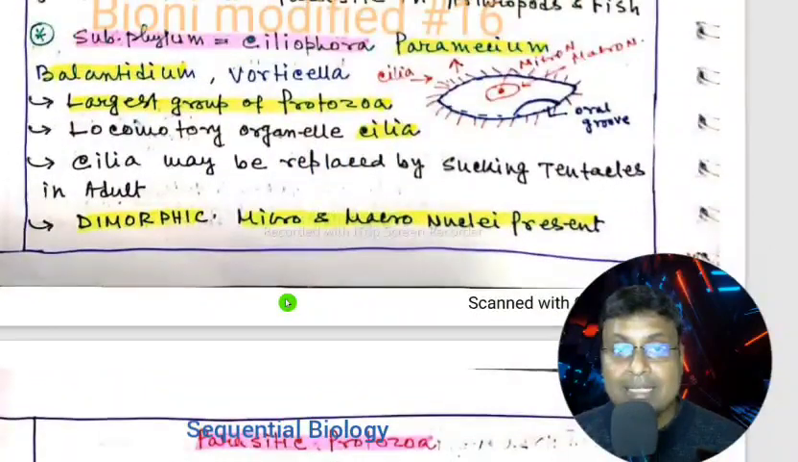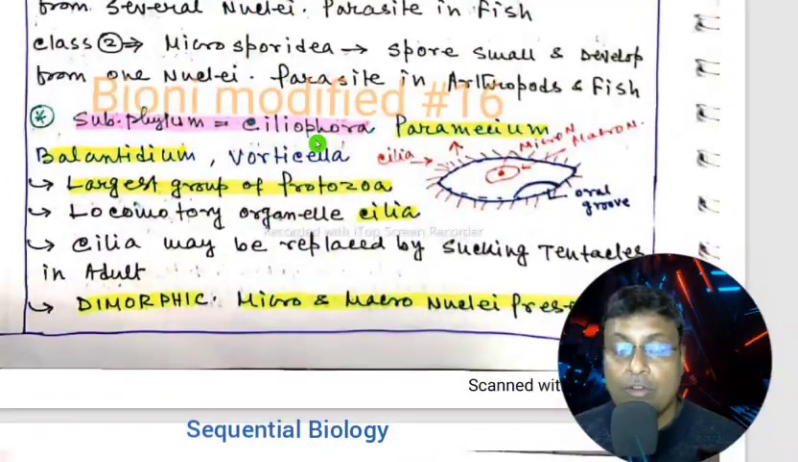And the next subphylum is subphylum Ciliophora. The representatives of this subphylum are Paramecium, Balantidium, and Vorticella. And this Ciliophora is the largest group of protozoa. This is very, very important from an examination point of view. The largest group of protozoa is subphylum Ciliophora.